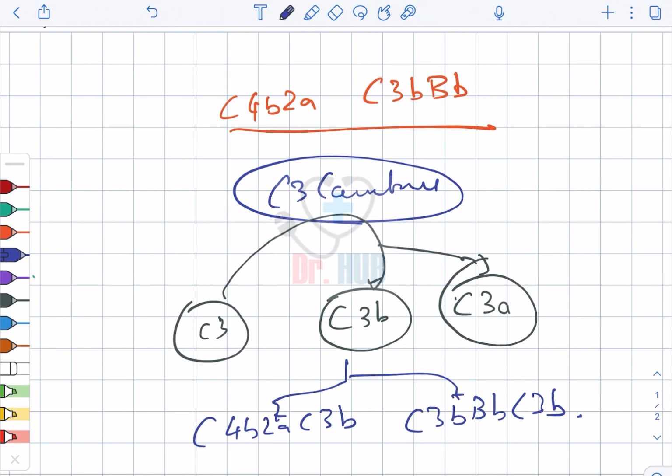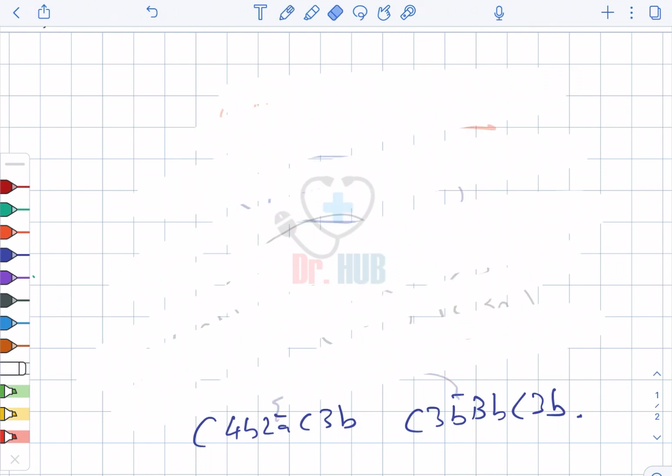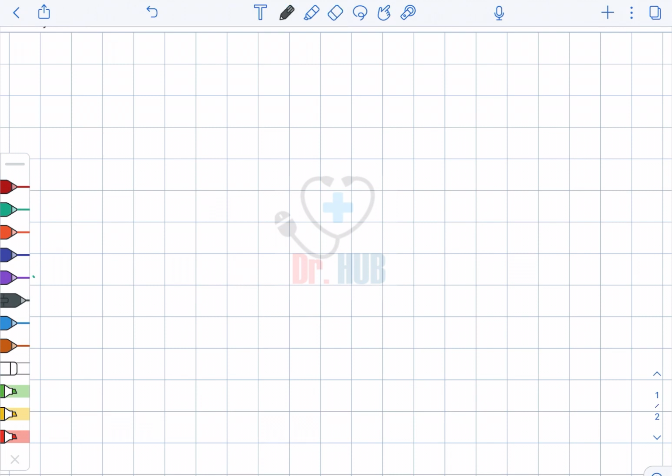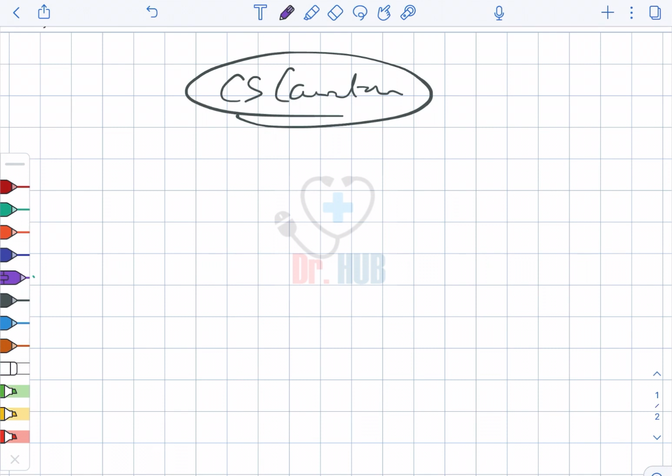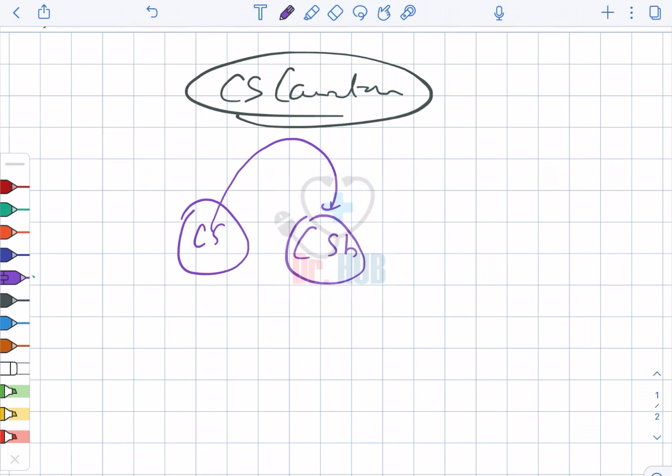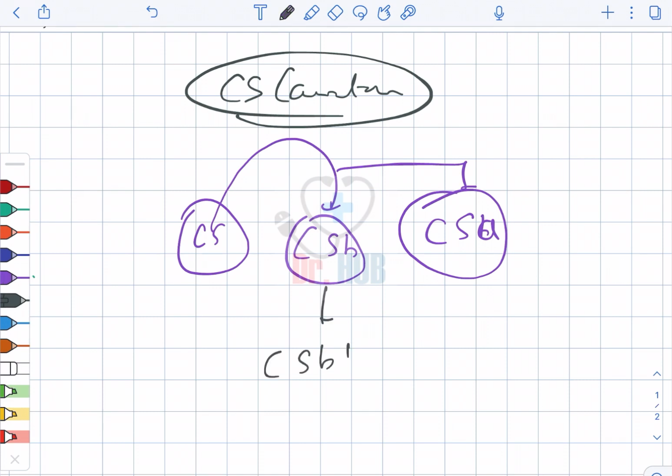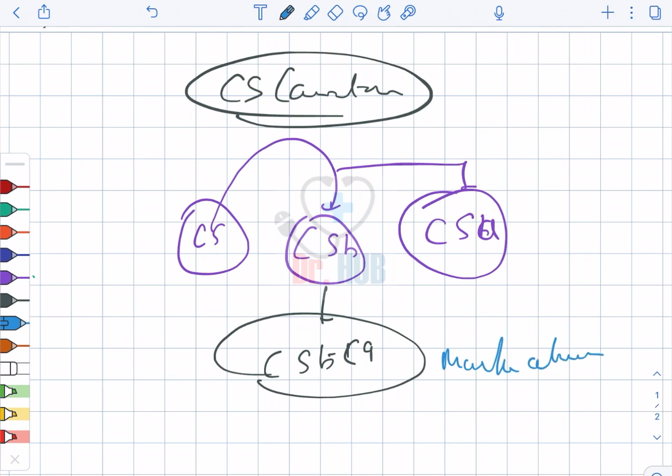And now this acts on the C5 convertase. The C5 is converted to the C5B as well as the C5A. Next, the C5B goes to the C5B C9, and then there is a membrane attack complex, and this leads to the cell lysis.